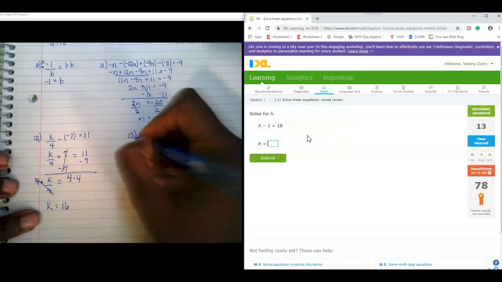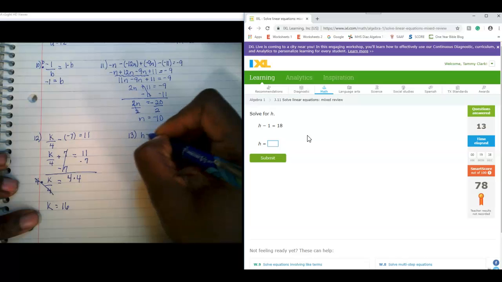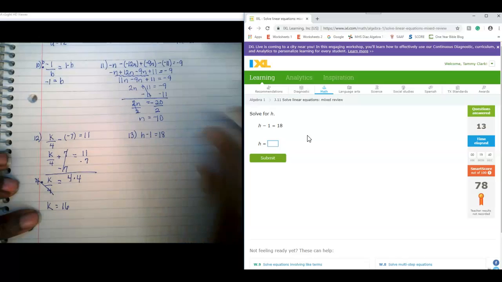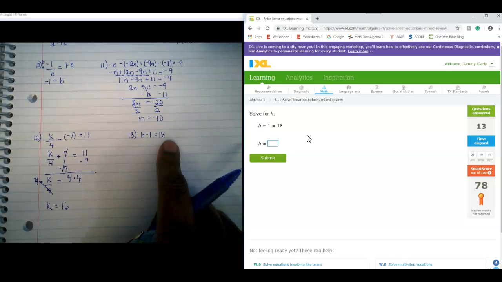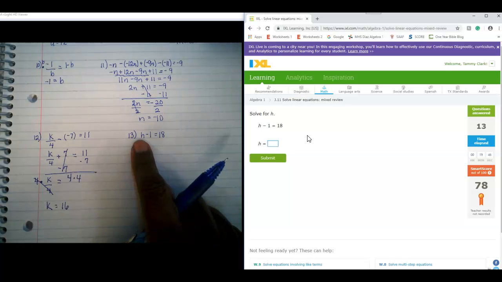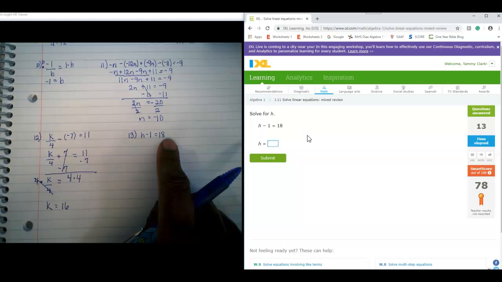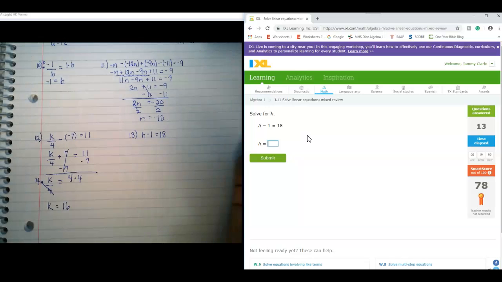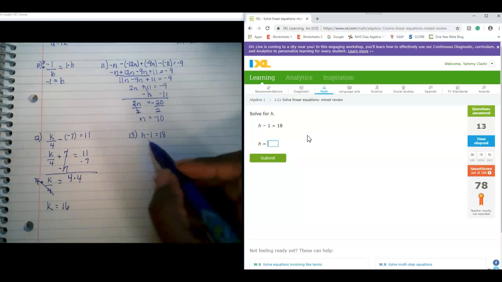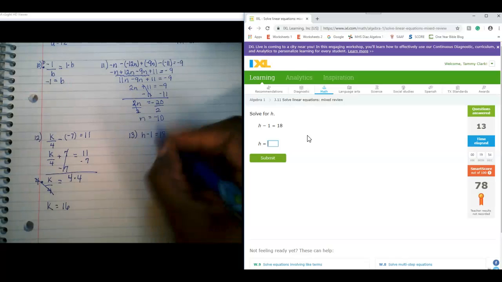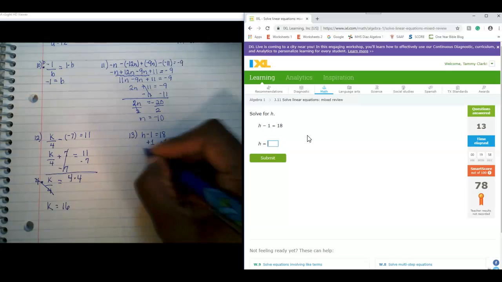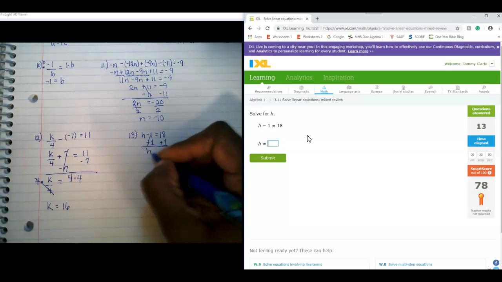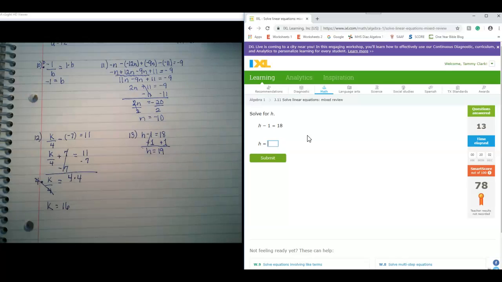And let's look at number 13 here. H minus 1 is equal to 18. Well, by inspection, we know this number has to be bigger than 18 because I'm going to subtract 1 from that number. So I'm thinking it's 19. Let's check it. If I'm subtracting 1 to create my additive inverse pair, I'm going to add 1 to both sides of the equation. Therefore, H is equal to 19.